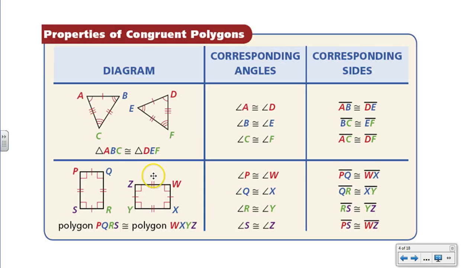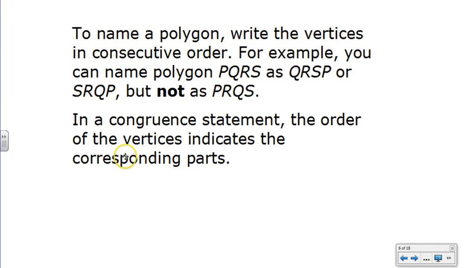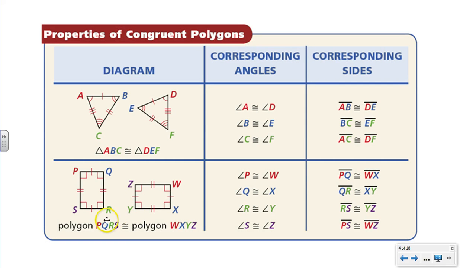Let's go look. Not PRQS, like we hop straight over the entire polygon. We wouldn't name it that way. We need to name it with consecutive vertices. In a congruence statement, the order of the vertices indicates the corresponding parts. As we said, P corresponds with W, Q corresponds with X, R with Y, and S with Z.